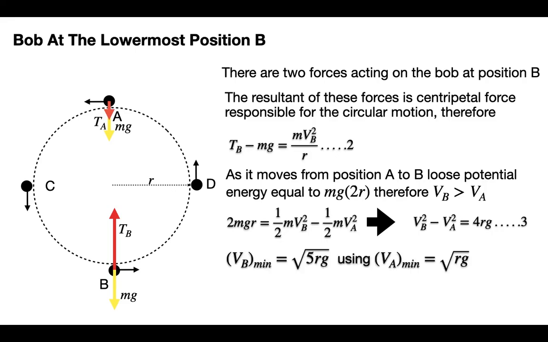So the minimum speed at B is equal to square root of 5rg, using Va minimum is equal to square root of rg. So from equation 2, substituting equation 1 from 2 and 3, we get Tb minus Ta is equal to 6mg. So that's how we analyze how the forces will act on the bob at the lowermost position B and how we can calculate the tension and the velocity.